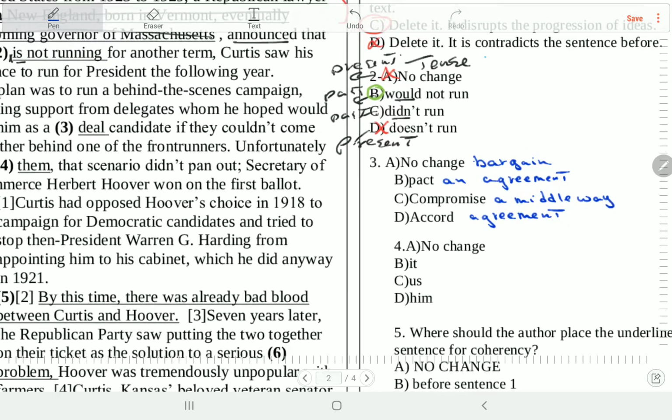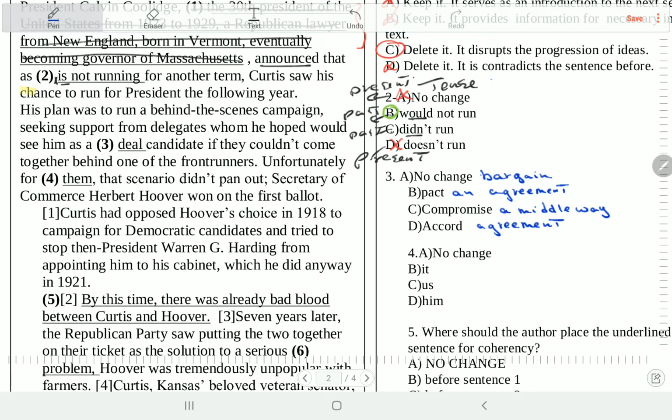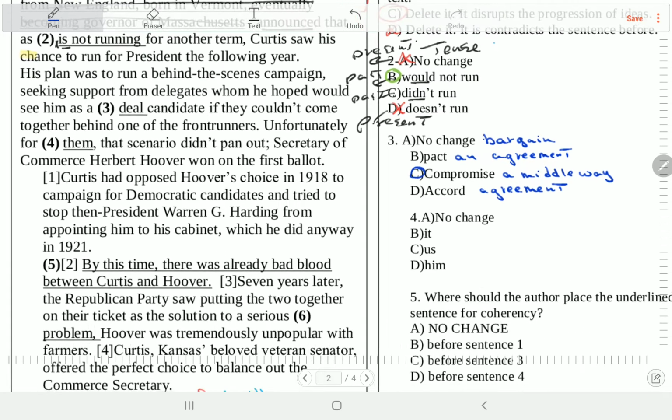So let's go back. His plan was to run a behind-the-scenes campaign, seeking support from delegates whom he hoped would see him as a deal candidate, a pact candidate, or a compromise candidate. If they couldn't come together behind one of the front runners, there are more than one candidate, he wanted them to see him as a middle solution, a middle way. I wouldn't choose candidate A, I wouldn't choose candidate B. Okay, I'll choose Curtis. So he is a compromise candidate. Okay, thank you.